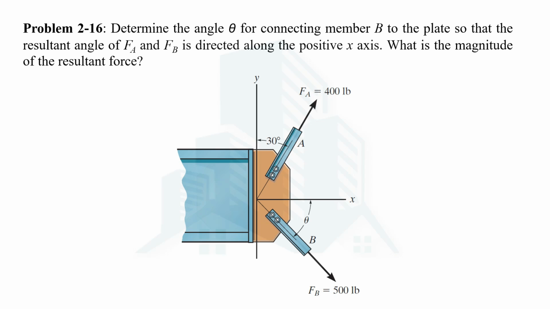number 15. In the previous video, we were given the angle theta and asked to determine the resultant of these two forces. But in this case, problem number 16, we are asked about the direction of the FB force, I mean theta, and we are also asked to determine the magnitude of the resultant force. What are we being given? We are given the magnitude and direction of the FA force, the magnitude of the FB force, and the direction of the resultant force, which is along the positive x-axis.